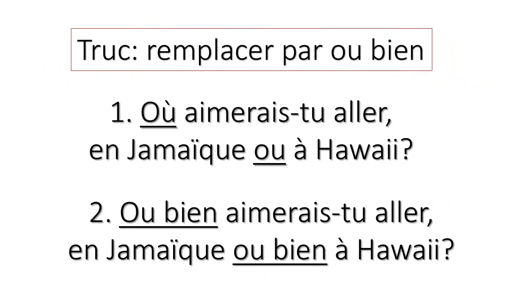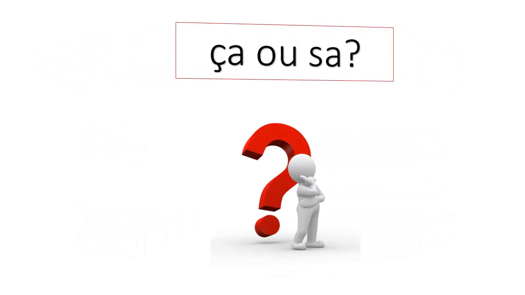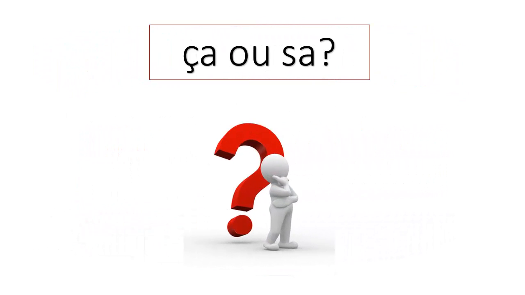Now, here's the tip. To know which one you have to write, try to replace ou with ou bien in your sentence. If ou bien sounds right, then the one to use is ou without an accent. Sentence 1. Où aimerais-tu aller? En Jamaïque ou à Hawaï? I have replaced them for you in sentence 2. Où bien aimerais-tu aller? En Jamaïque ou bien à Hawaï? You can easily tell that the first one doesn't sound right. However, the second does.